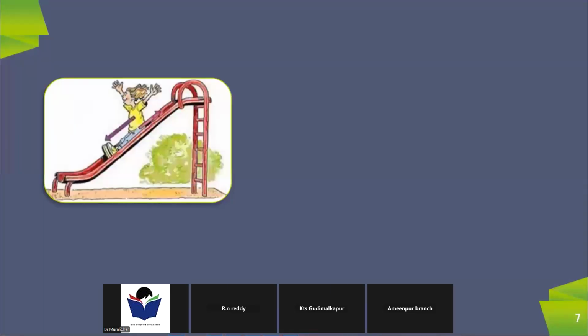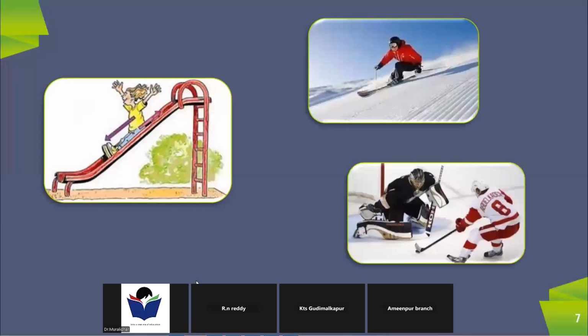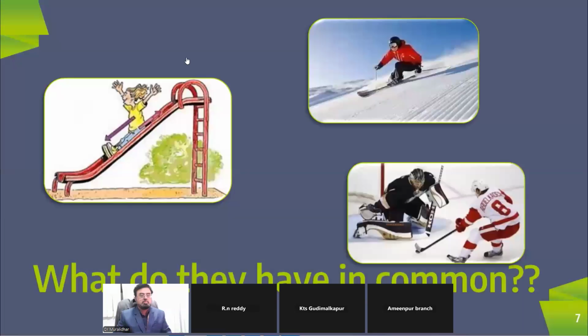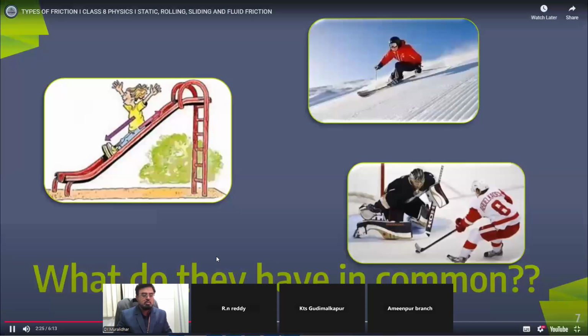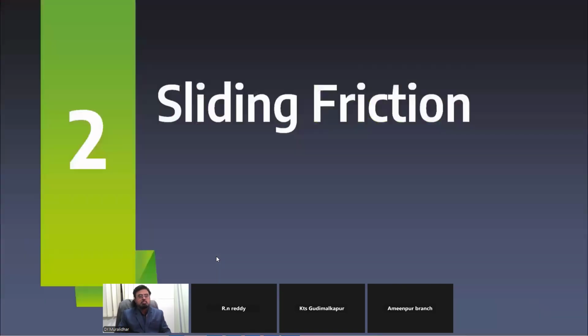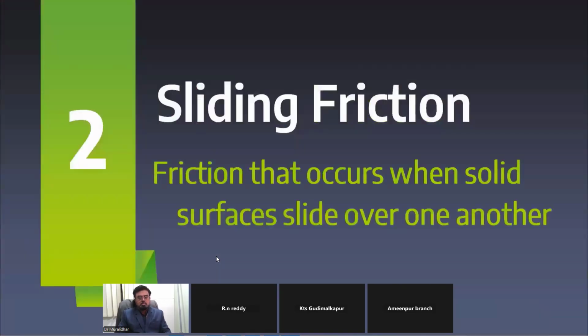In this, the girl is sliding, right? And in the third picture also, you can see the common speciality: these types of motions can be classified as sliding motion. So objects are sliding on the surface of other objects. At this time, the opposite force experienced by the objects due to the surface can be called sliding friction. So sliding friction is the friction that occurs when solid surfaces slide over one another.